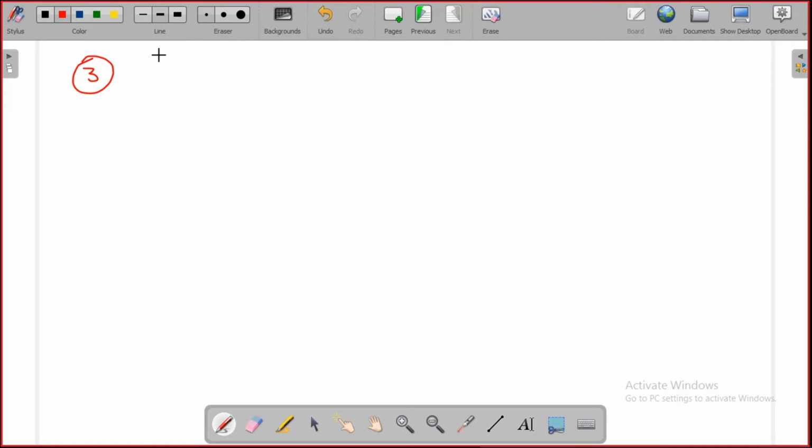Let's take one more, a third one. y of n is equal to x of n cos omega n. Now tell me whether this system is linear or not.